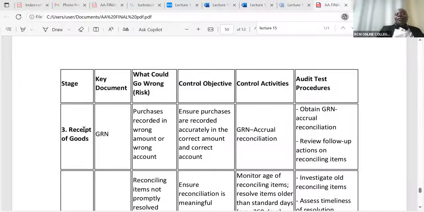So when we are receiving goods, of course, we expect to have what we call a goods received note as the key document. Then you come and ask yourself, ladies and gentlemen, what do you think could go wrong? What is the risk? And remember, there is no right or wrong answer. It's how you argue your case.